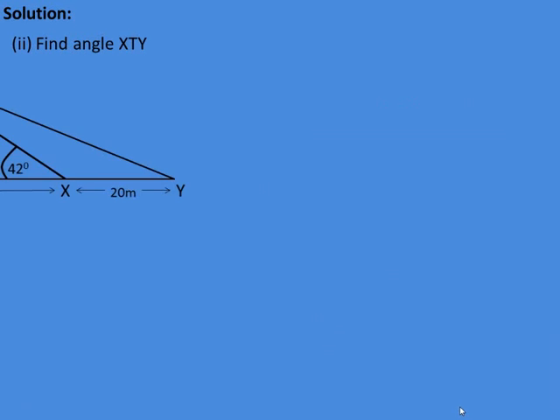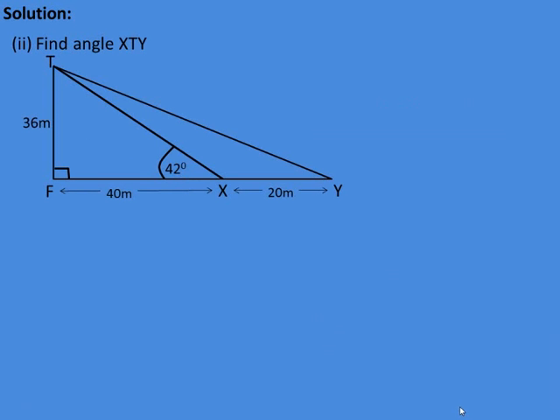Alright, let's continue with our solution. This is part 2, find angle XTY. Now we are going to identify where angle XTY is, and so we identify the angle to be here. Now we can't work directly to this angle based on what we have done in class, so therefore we have to work around to get this angle.